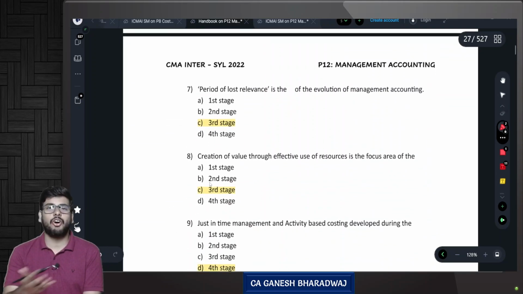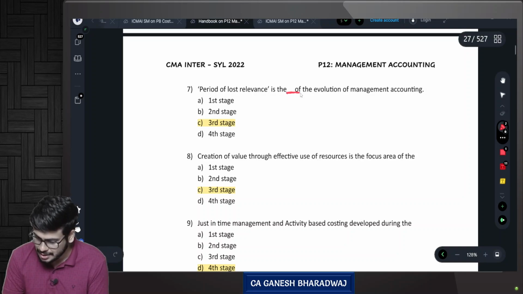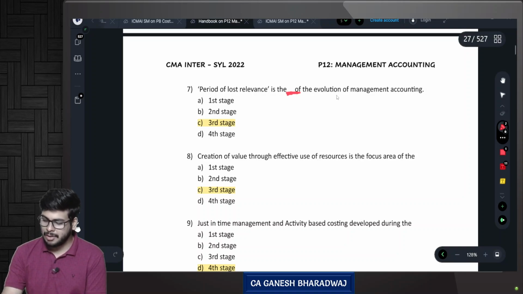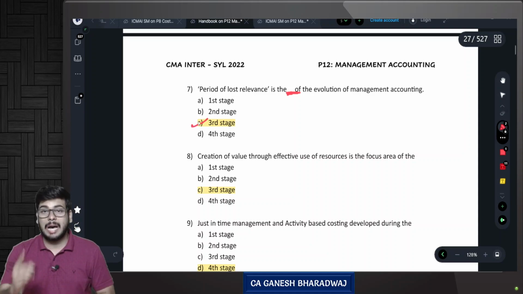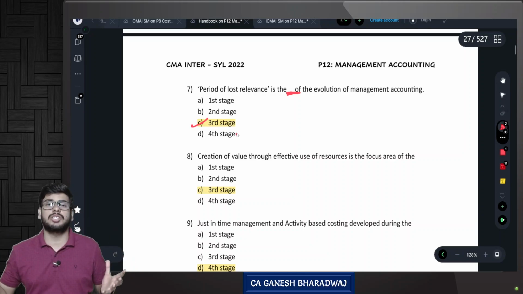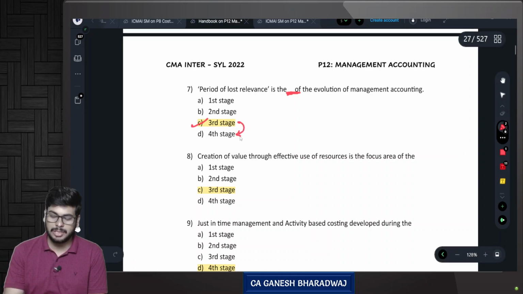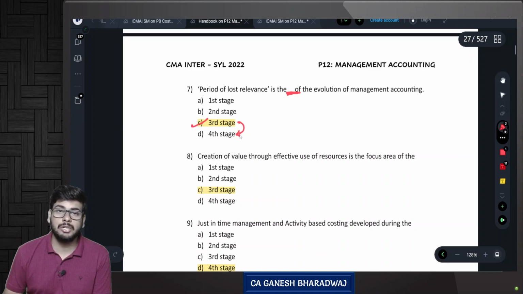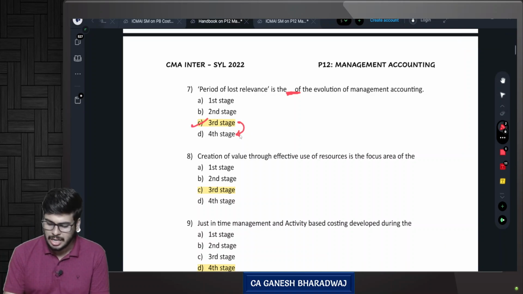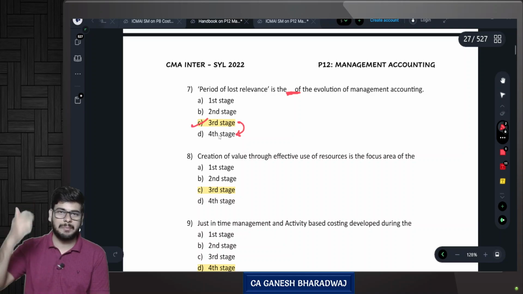The period of lost relevance is the dash of the evolution of management accounting that happened in the third stage. I told you, because the fourth stage had a lot of technological advancement. That is the current era. So from the third stage, we moved to the fourth stage. The focus is on value creation, strategic analysis and all. So the third stage is often called a period of lost relevance.